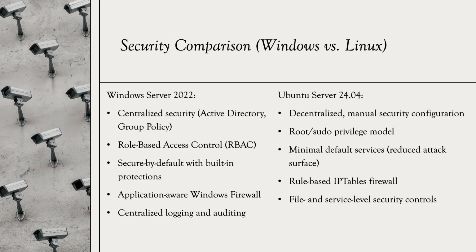Now for a security comparison. This is Windows versus Linux. Windows and Linux use different security approaches. Windows relies on centralized security through Active Directory and group policy, making it policy-driven and easier to manage across many systems.